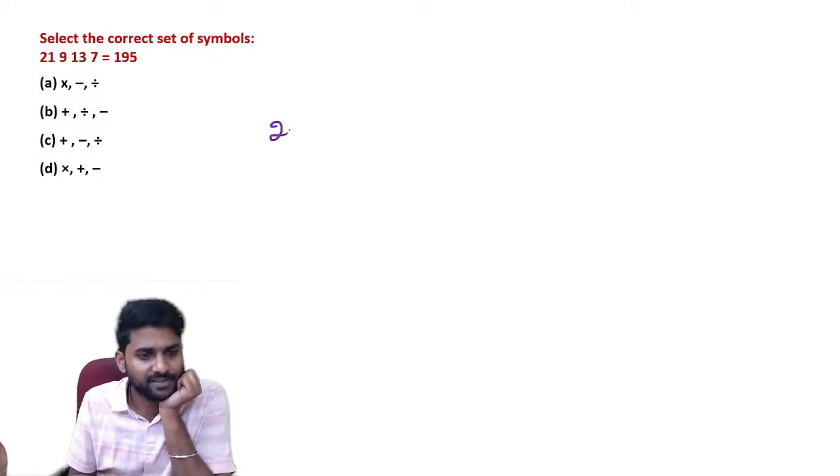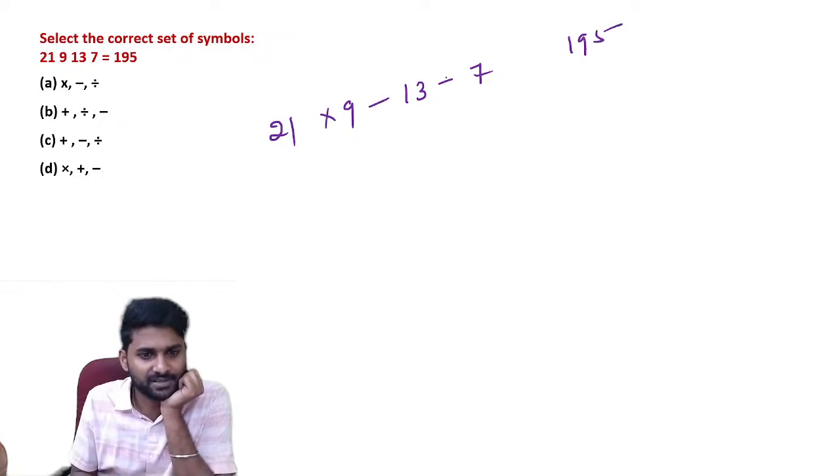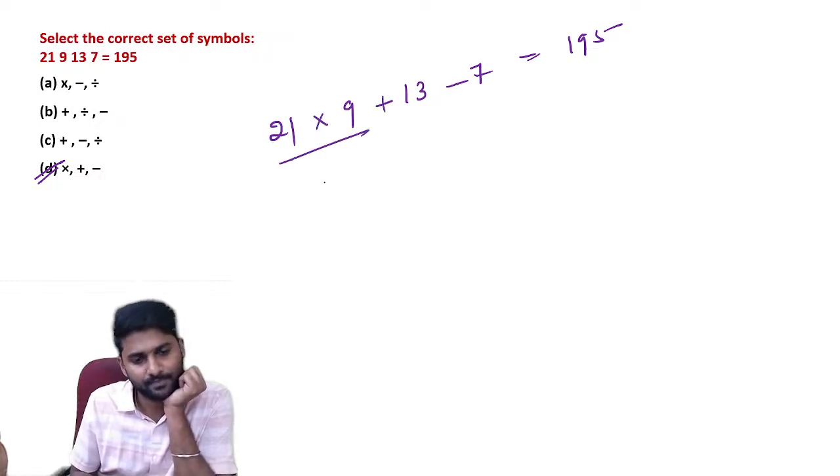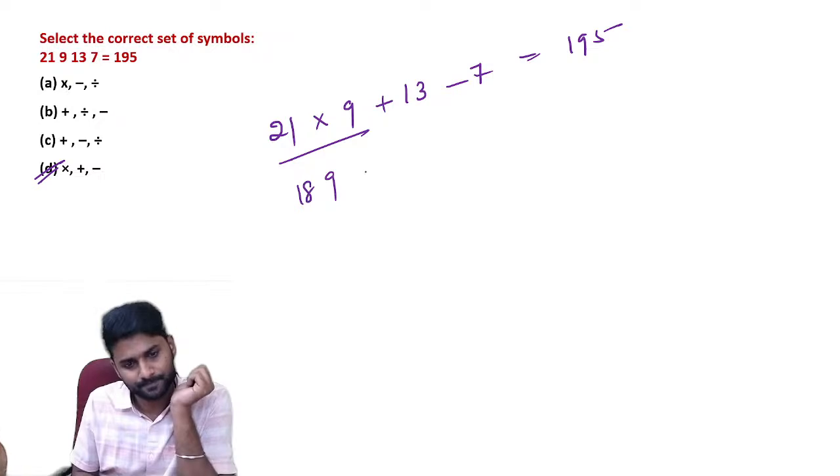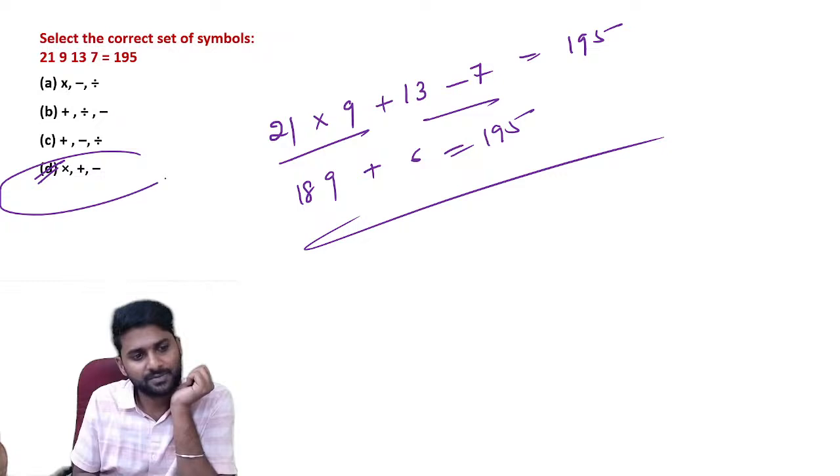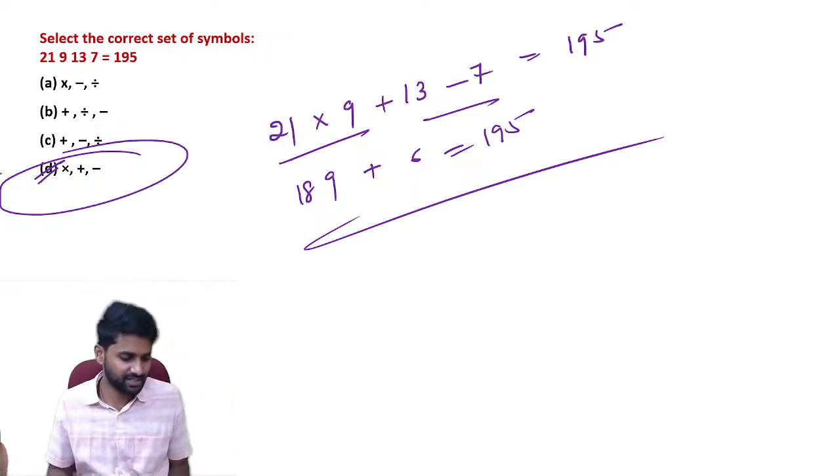Again, see, perfect symbols, we required 195. Multiplication, minus, division. It doesn't work. 13 is not divisible by 7. Plus here also doesn't work. 9 is not divisible by 13. Let's check with the last option. Multiplication, addition, minus. Yes, it's a perfect replacement of all the symbols: multiplication, addition, and minus.